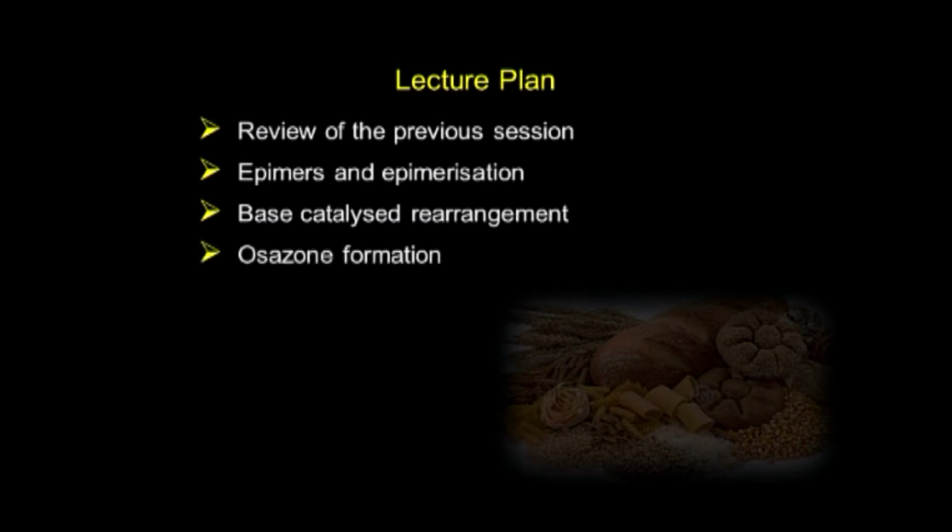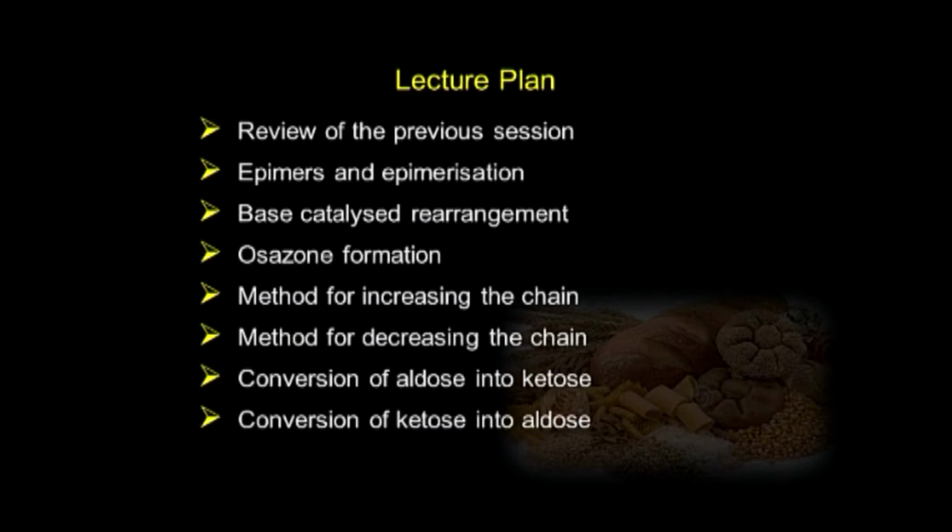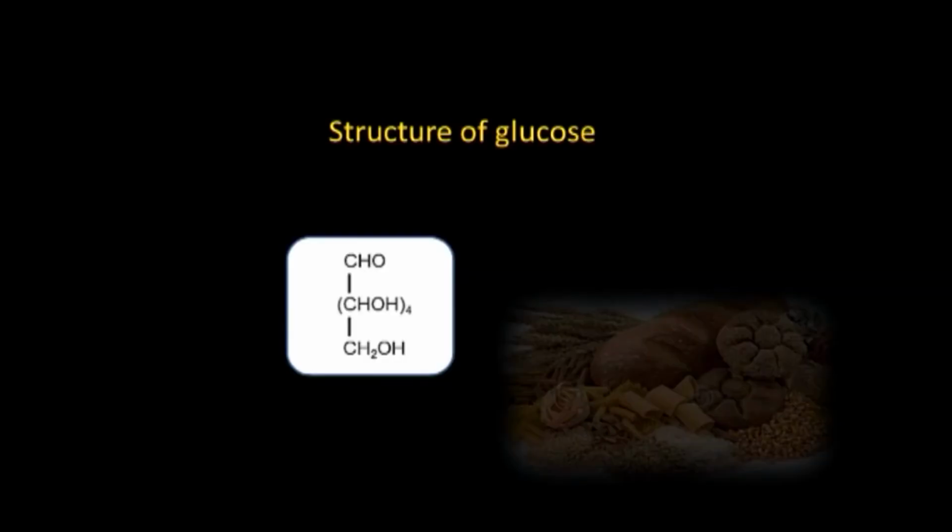We will take up the formation of a special derivative from carbohydrates called osazone derivatives. Then we will discuss the methods for increasing the chain length and decreasing the chain length, meaning the preparation of higher homologs or lower homologs of a carbohydrate. And then we will discuss the method for converting aldose into ketose and ketose into aldose, and then we will summarize today's work.